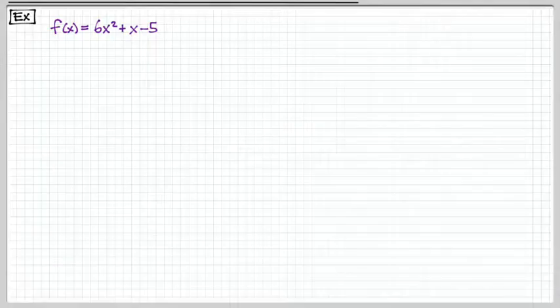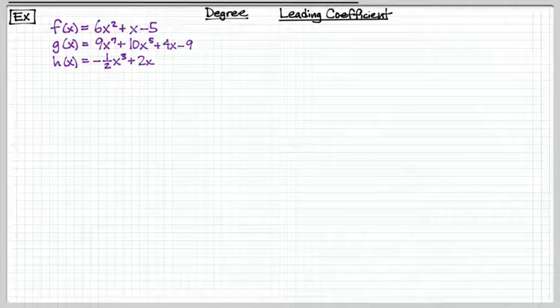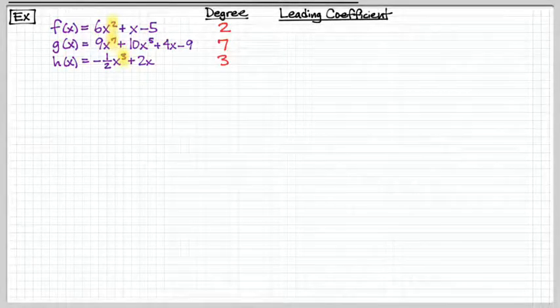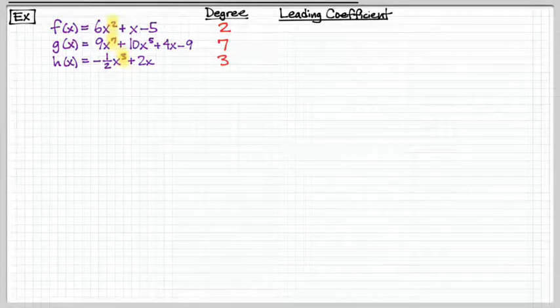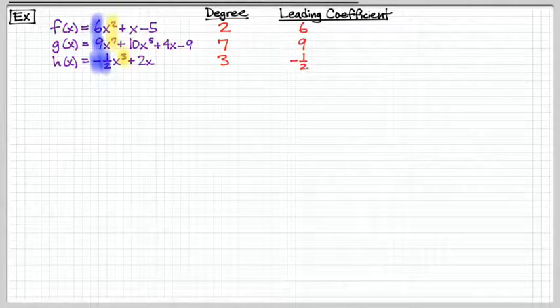Let's look at some examples now of some polynomial functions. Each of these are polynomial functions. Let's figure out what the degree is for each one of them, as well as the leading coefficient. Now remember, the degree is the highest exponent term. So we have 2, 7, and 3 as our degrees for each of these polynomial functions. And the leading coefficient is the coefficient that sits in front of these terms. So it's going to be 6, 9, and 1/2.